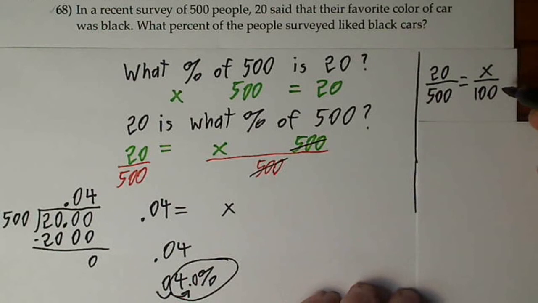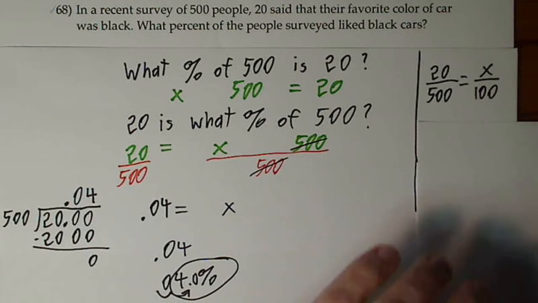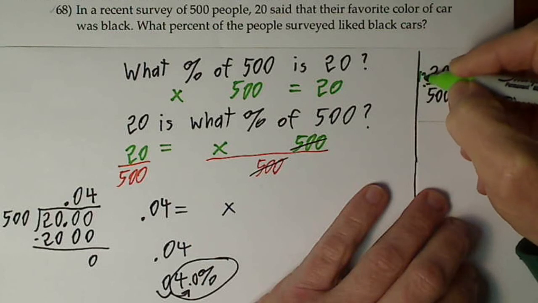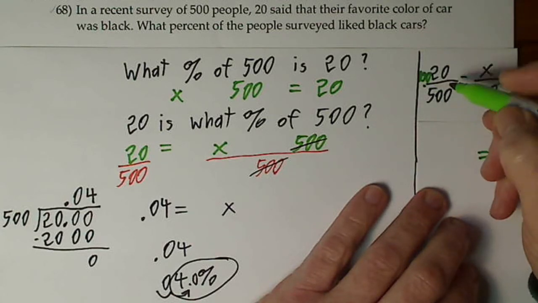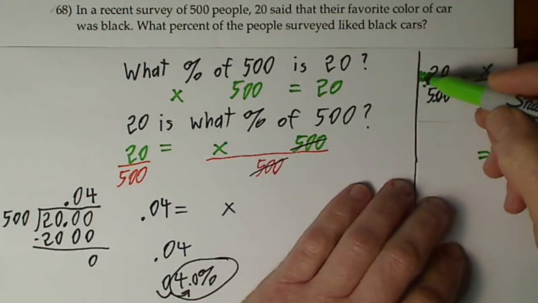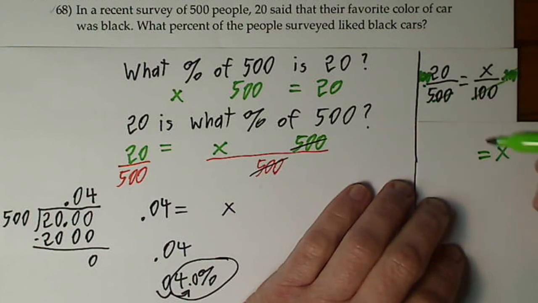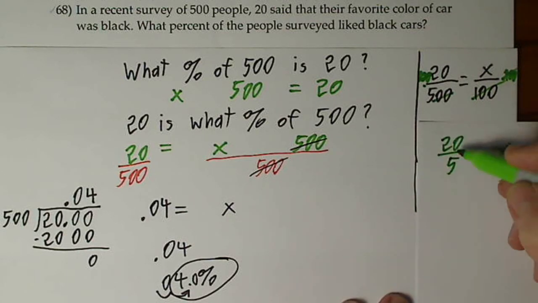And I would say, well, I want to get x by itself, and right now it's being divided by 100. So let's multiply each side by 100. I know that 100's rather small, but those go away. You get x equals 100 over 500. Get rid of all those zeros. So 100 divided by 100 is 1. 500 divided by 100 is 5. So you just have 20 over 5. 20 divided by 5 is 4.